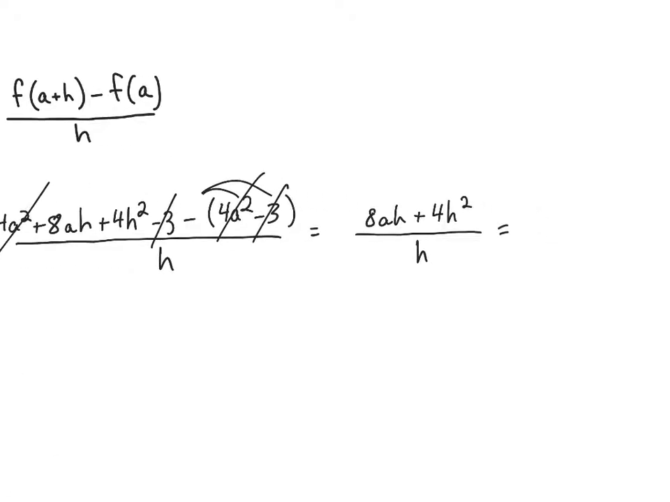And one thing we can do now in the numerator is both of the terms that are left have a factor of h, and so that factor can be factored out. And then it can be canceled with the h in the denominator. So the final answer is 8a plus 4h. That's the difference quotient.